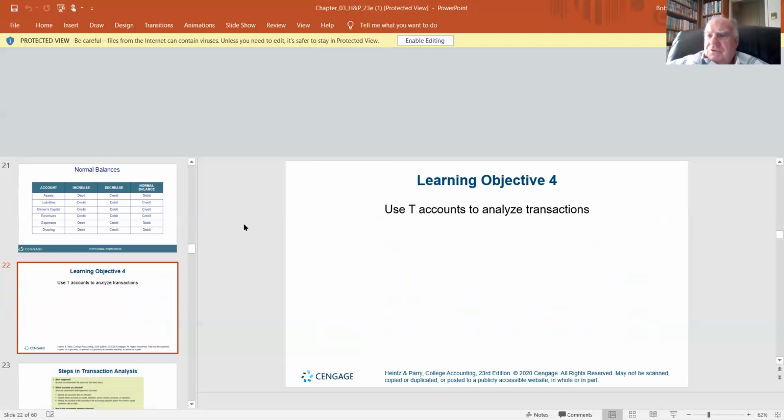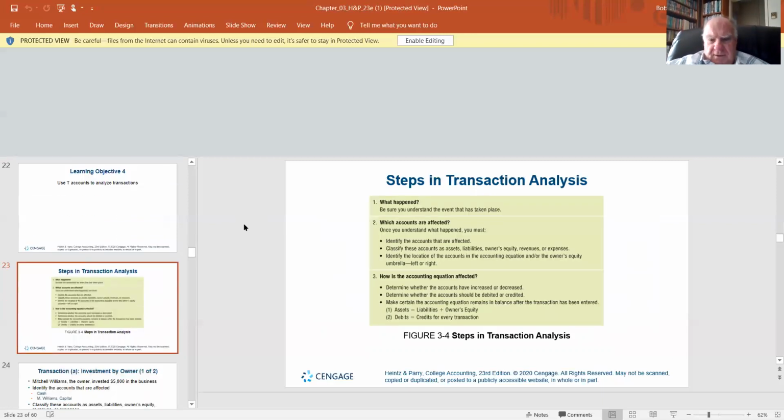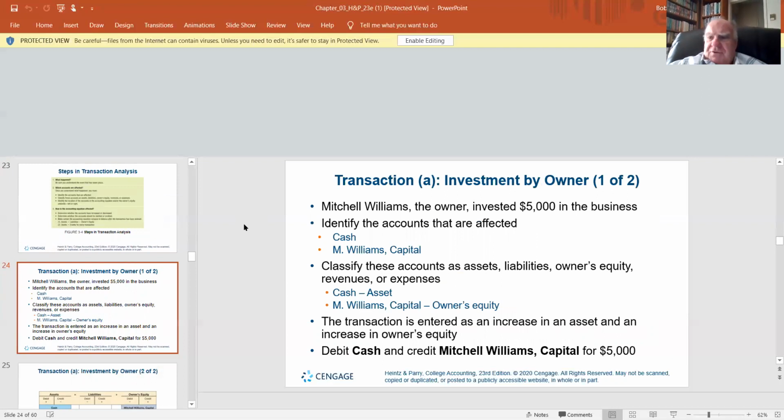Okay, let's do some transactions now. What we're going to do is record the same transactions we did in chapter 2, and you all did very well with that, from what I can see from the homework, and just in talking to so many of you. So let's see what we have here. We're going to use the T accounts to analyze. And you're going to go through the same process. What happened? What accounts do we charge? So let's go right into our first transaction.